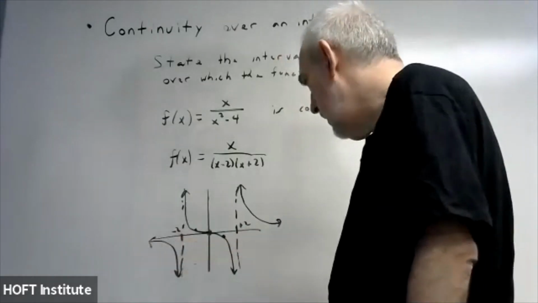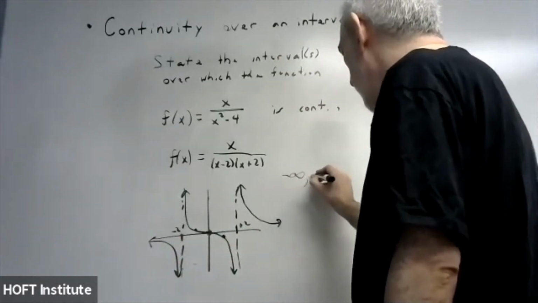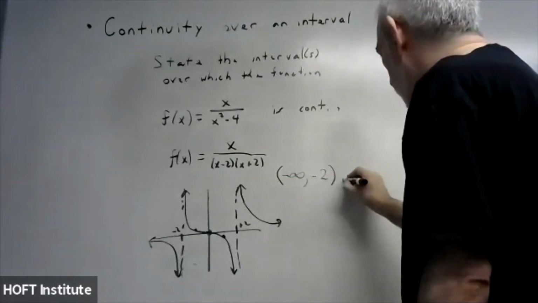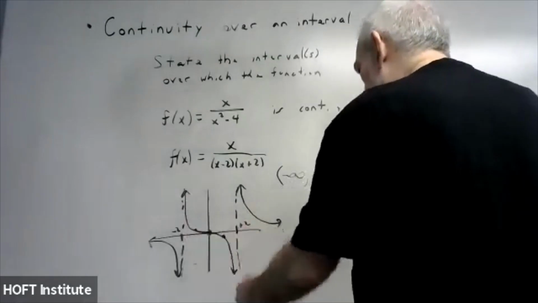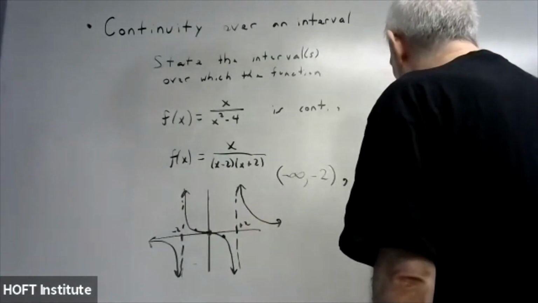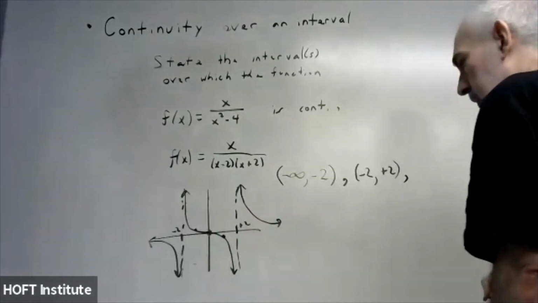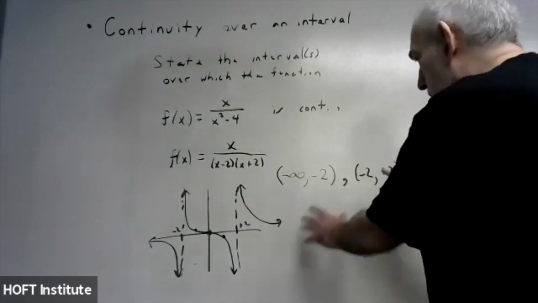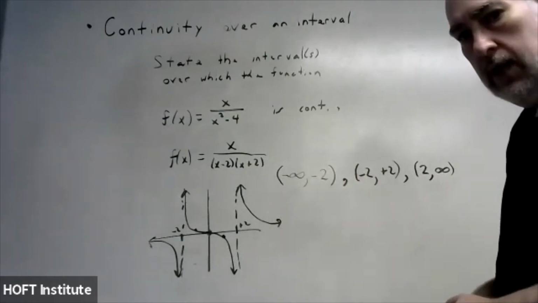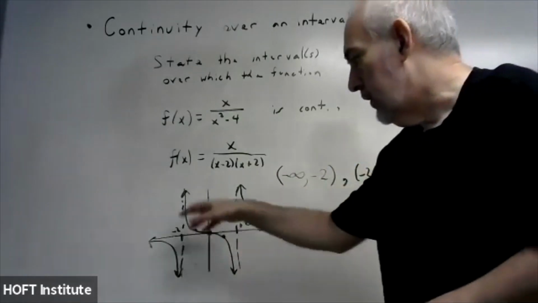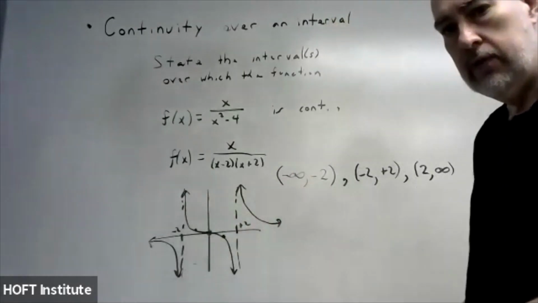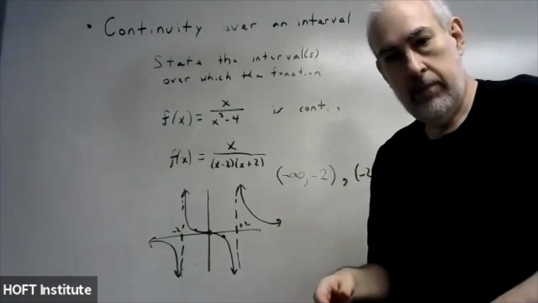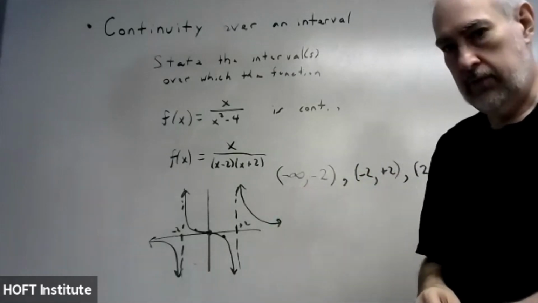And as you see, it's continuous over here. That's from -infinity to -2. So this is one interval where it's continuous, comma. The next interval is -2 to +2. And then comma, the next interval is 2 to infinity. No square brackets anywhere because we don't want to include the endpoints, because at -2 the function doesn't even exist, and at +2 it doesn't exist. So these would be the 3 different intervals where the function is continuous.